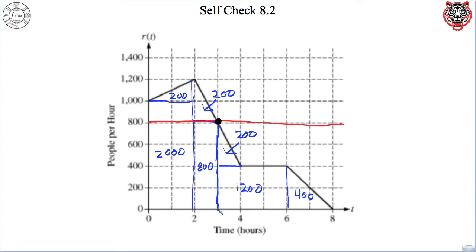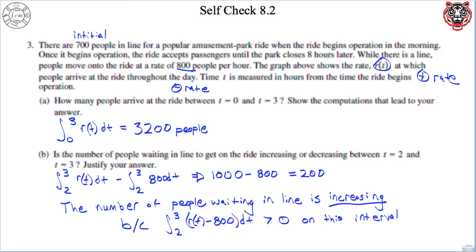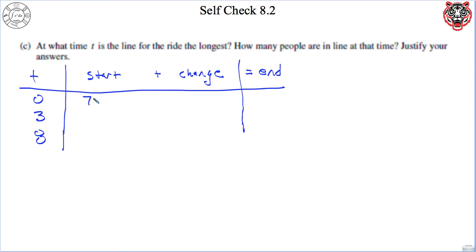We have 0, 3, and 8. 0, 3, well, 8 isn't a CV. It's an endpoint, but it's a point where we might have a maximum or a minimum. Our start value for each of these points is 700. 700 for all of these. And then we need to add the integral.